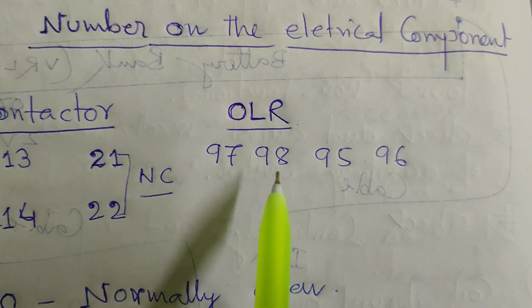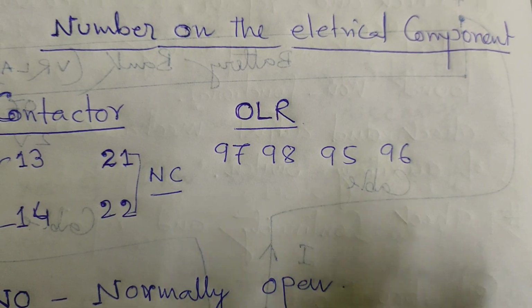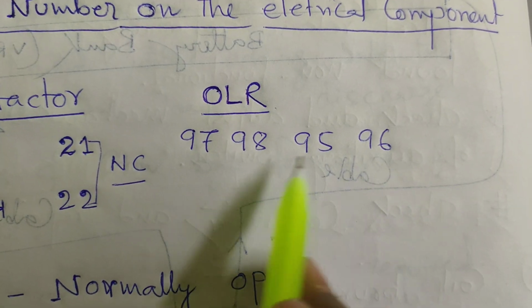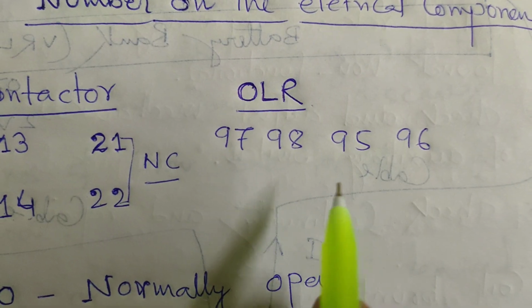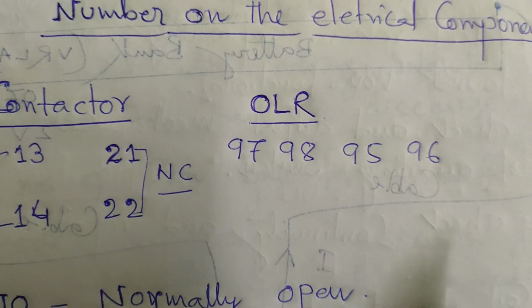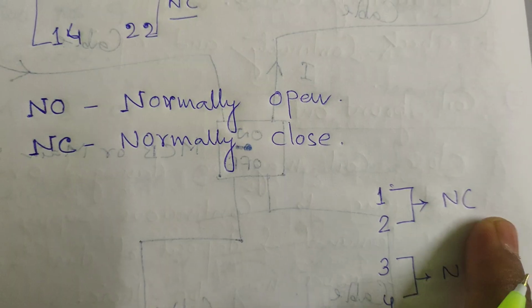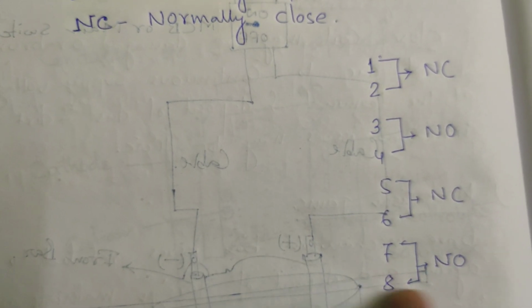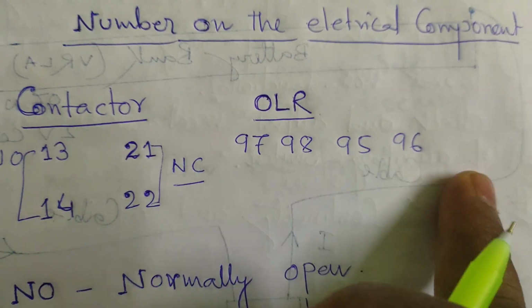If you look at the overload relays, different numbers are there: 97, 98, 95, 96. These numbers are given on the relay. From the given numbers, you have to identify whether it is NO or NC. From this formula, 1 and 2 is NC, 3 and 4 is NO, 5 and 6 is NC, 7 and 8 is NO.